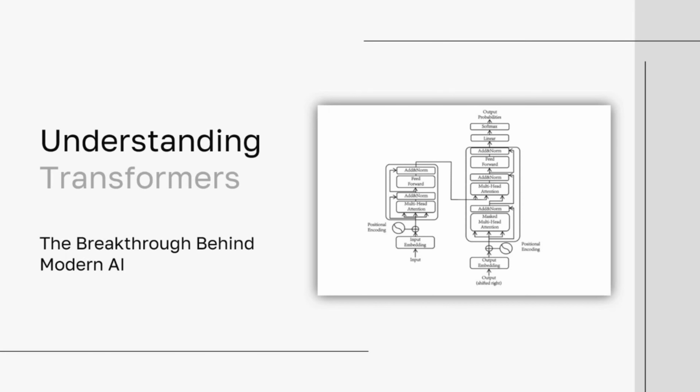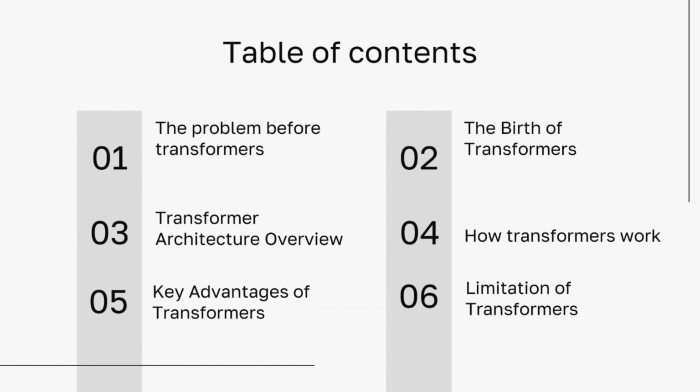Welcome to this video. Today we are going to understand one of the most groundbreaking innovations in the field of AI, which is transformers. We'll explore how they came into existence, the problem they were designed to solve, and how they revolutionized natural language processing and other tasks in AI.